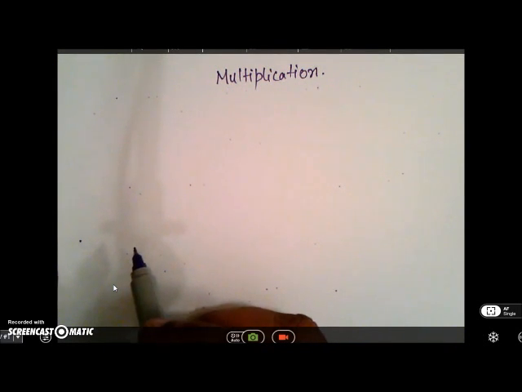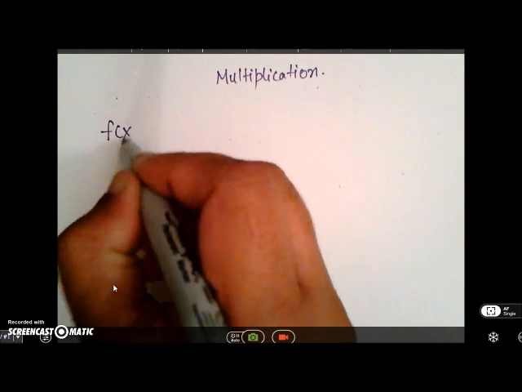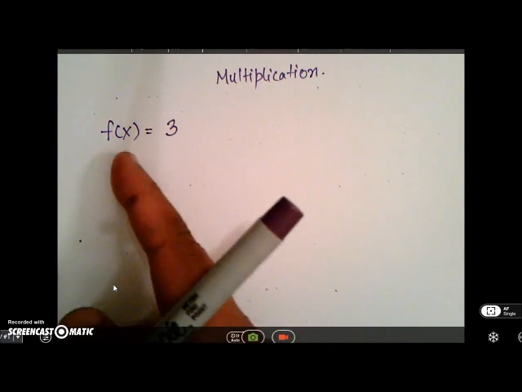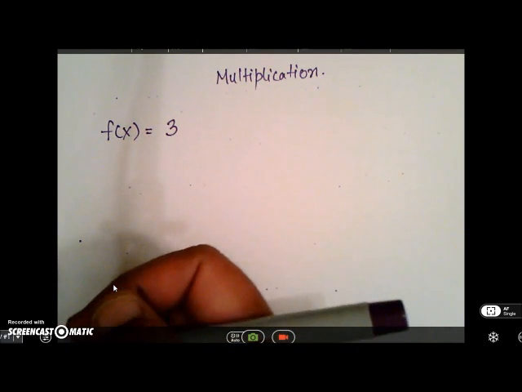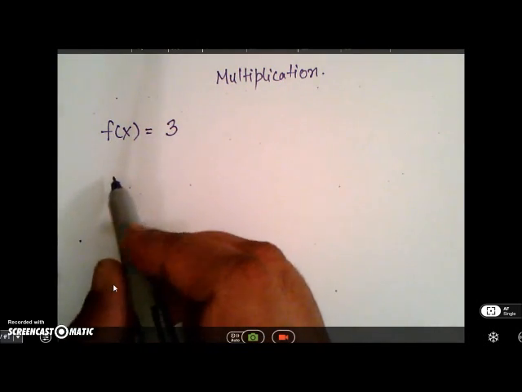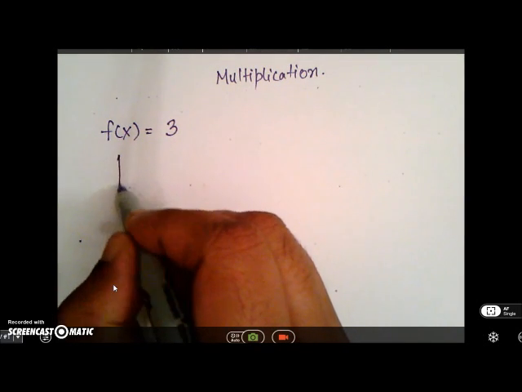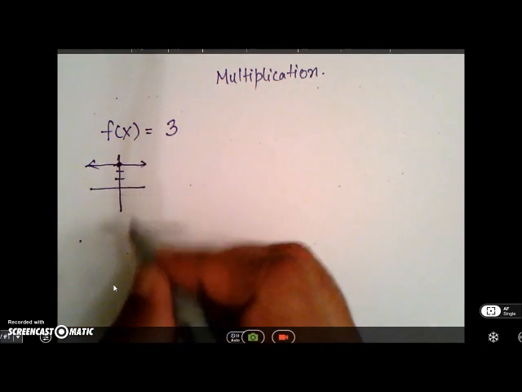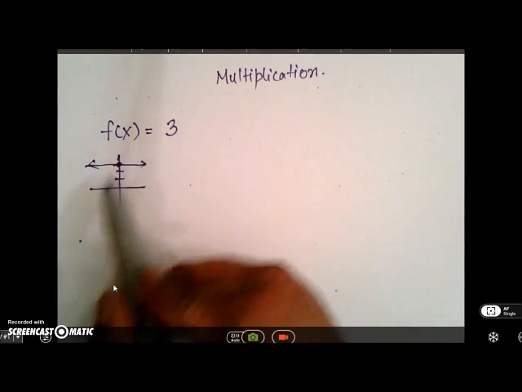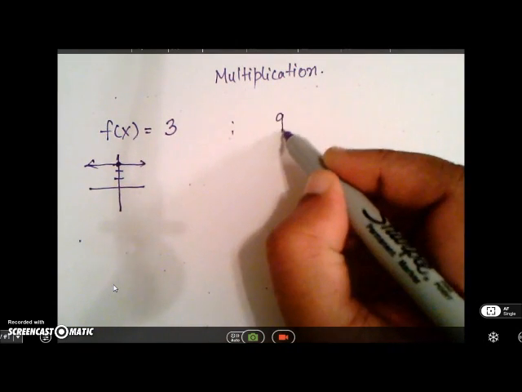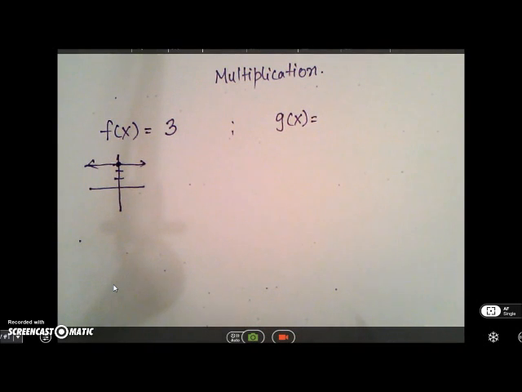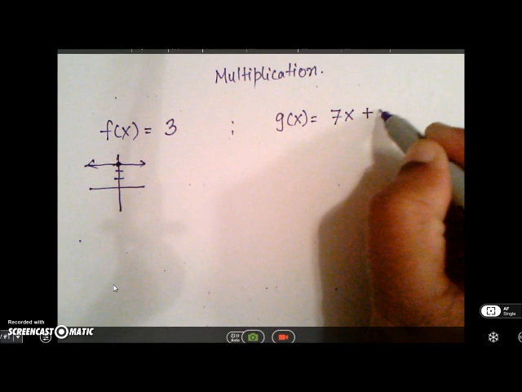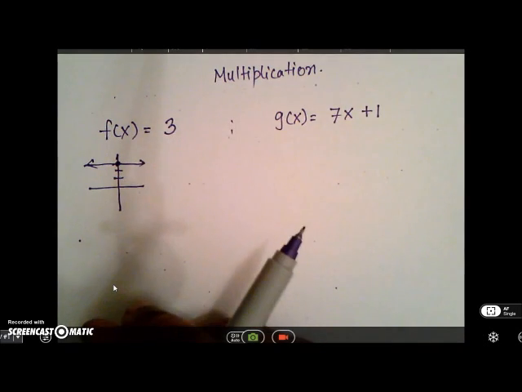Alright. So now I have a function f of x, which is 3. Is this a linear function? y equal to 3. What kind of a line am I going to get for y equal to 3? It's a horizontal line, right? y equal to 3 is a horizontal line, and yes, it is a linear function. So I have this function f of x equal to 3, and I have another function g of x equal to 7x plus 1.